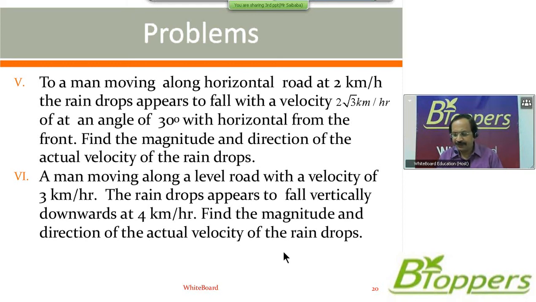So you are supposed to get the answer for this problem as 5 km per hour at an angle of 37 degrees with the vertical from behind. Again, you are supposed to get the answer as 5 km per hour at an angle of 37 degrees with the vertical from behind.